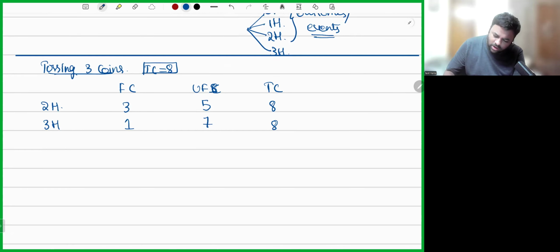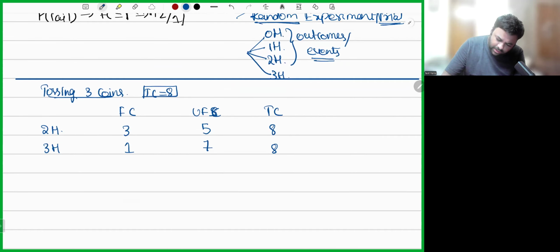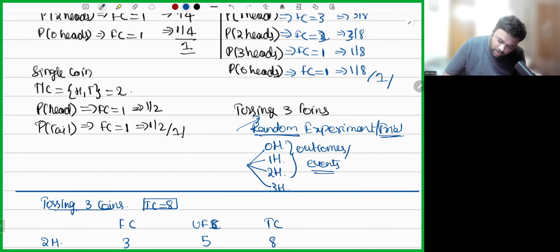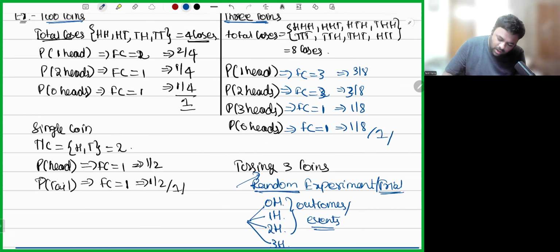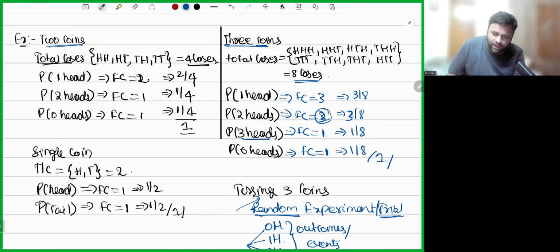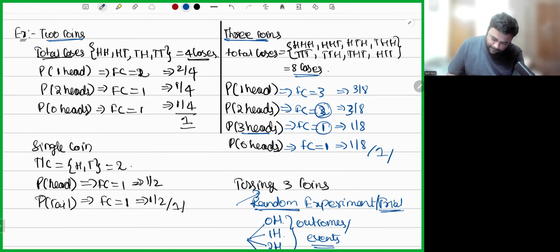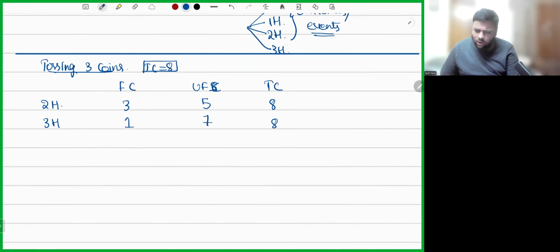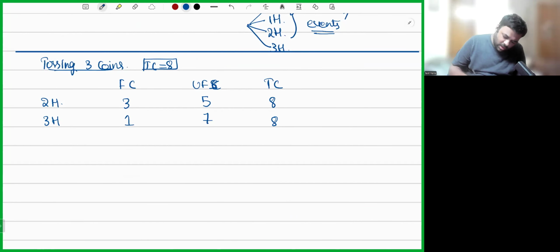Just now we have recorded here, right? 8 cases. In how many cases you'll get 2 heads? 3 cases. In how many cases you'll get 3 heads? 1 case. Now, favorable cases plus unfavorable cases will be equal to total cases, my dear friends. I am applying probability on both sides. Probability of favorable cases plus probability of unfavorable cases will be equal to probability of total cases.